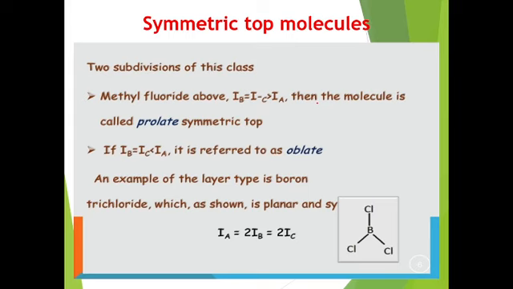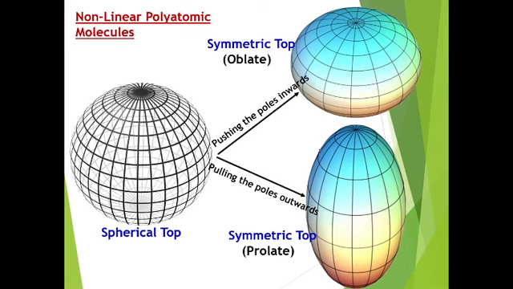The symmetric top rotors are classified into two types. First is the prolate, and the second is called the oblate. Let me see what the prolate and oblate are. Whenever the spherical top molecule is pushed in the inward direction, pushing the poles inward like this, then we get this type of structure.